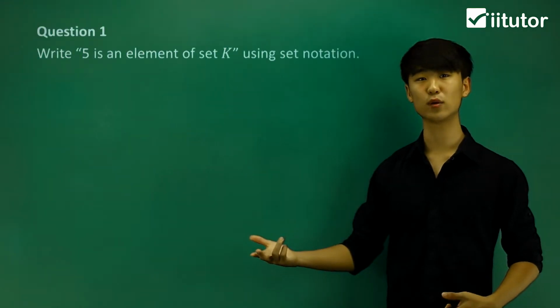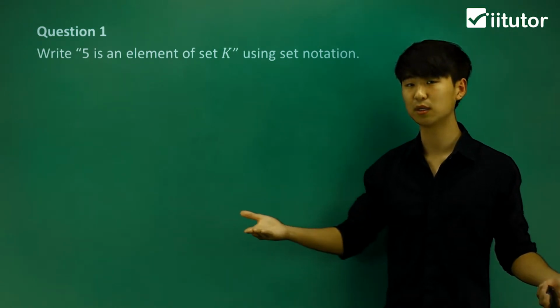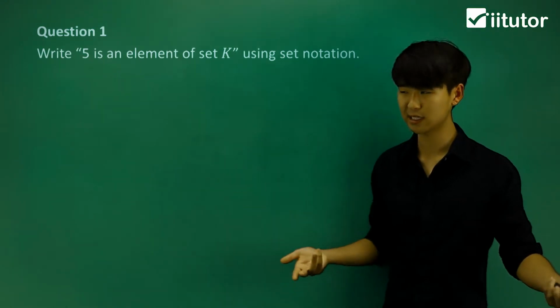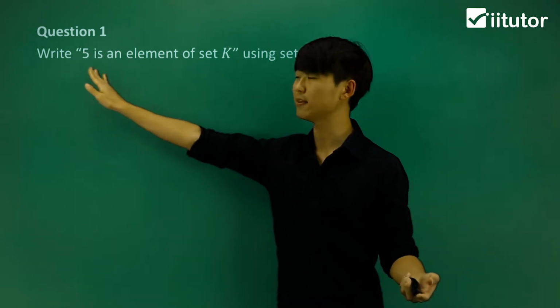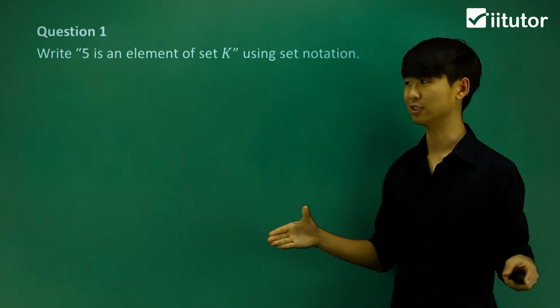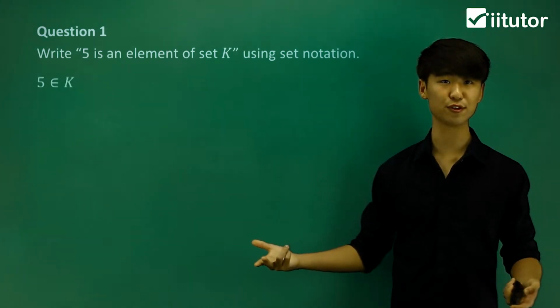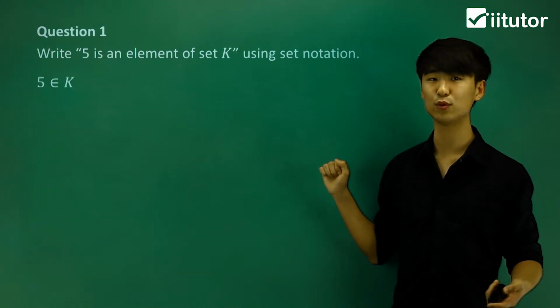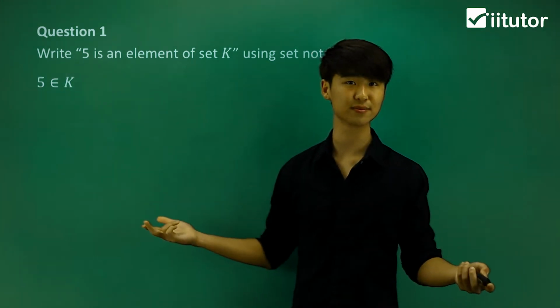If we take a look at the questions, the first one says to write 5 is an element of set K using set notation. So we have some set called K, and we have to write this using our set notation. So 5 is an element of K, very easy. We write it with this symbol here. Just 5 is an element of K, that's all it is.